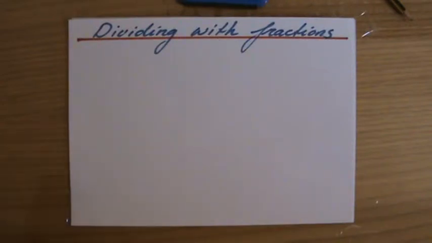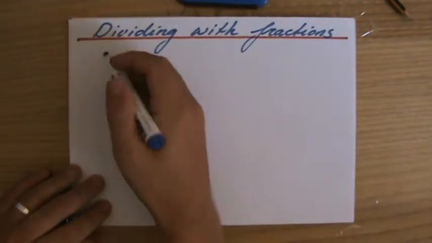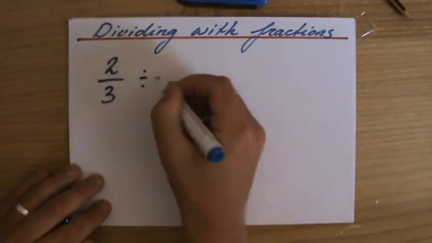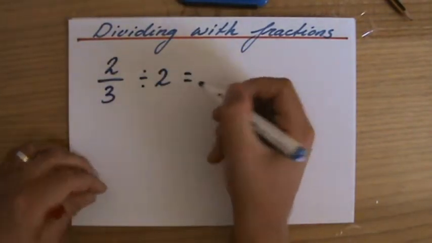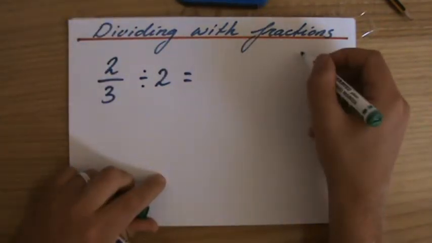So finally we're there and we're going to divide with fractions. And I'm going to give you a couple of examples. 2 over 3, for instance, divided by 2 equals. Now I have 2/3, and let me draw a pizza again.